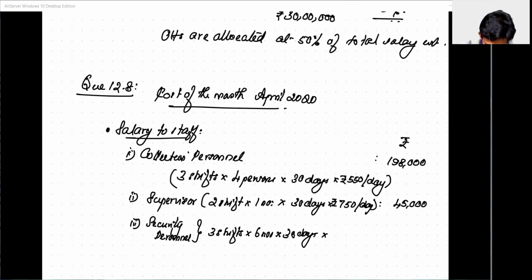$450. Pre-shift 6, 30, 450. So it will be 2,43,000.